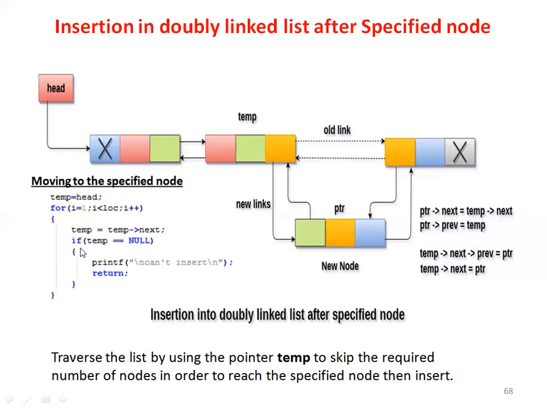So that case is if temp value equals null, that means while moving this pointer to point to the next node, if we reach the end, temp equals null means what? It is past the last node. So if we reach the end but still we did not find the location, then we can print this message.